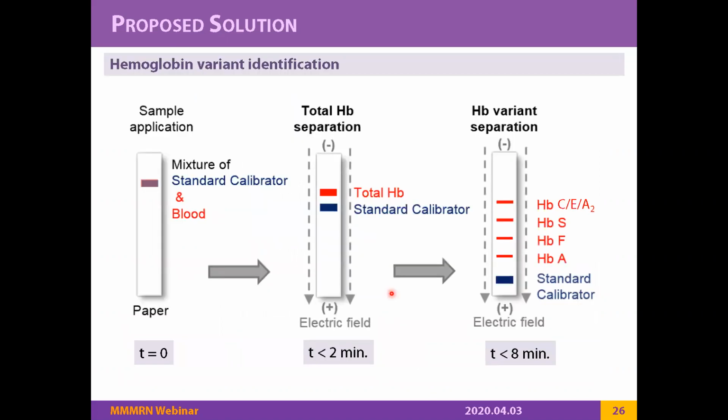So how does it work? In a layman's way, we take a blood sample, it can be one drop or a few drops, and we mix it with a standard calibrator marker. We run the test. This is standard hemoglobin electrophoresis. We separate the hemoglobin and then we detect. The whole test can be run within 8 to 10 minutes, depending on the hemoglobin types. And most of the time, it's less than 8 minutes, actually.